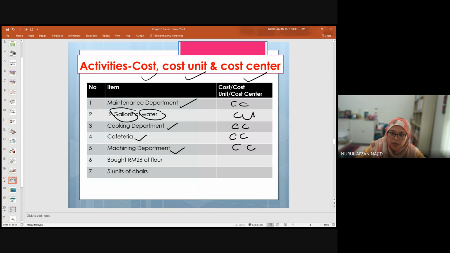Tuan Nur Shakira, where are you? Tuan Nur Shakira, are you there? Number 6. Ada ke? You ada ke kat sini, Tuan Nur Shakira? Kalau you tak boleh on mic, you can type on the chat box. Are you there?